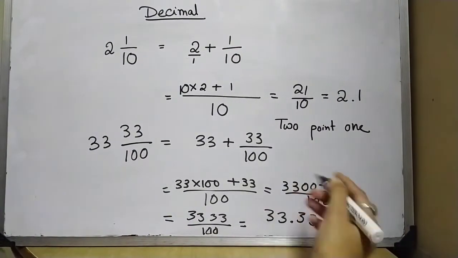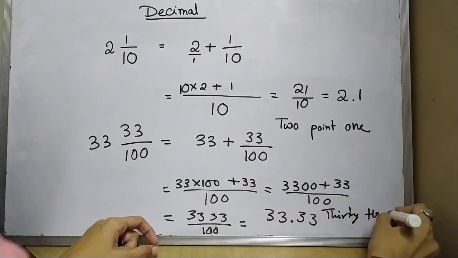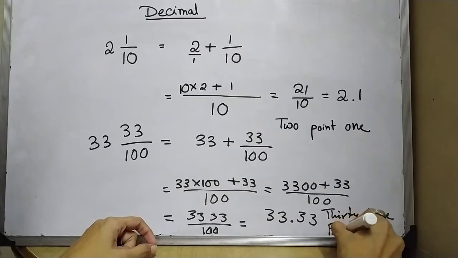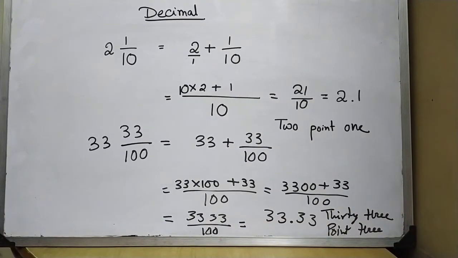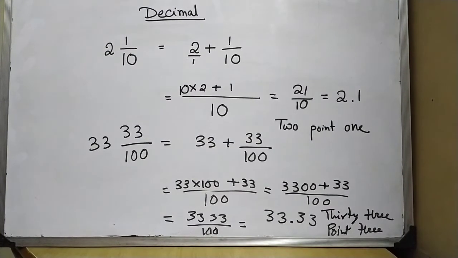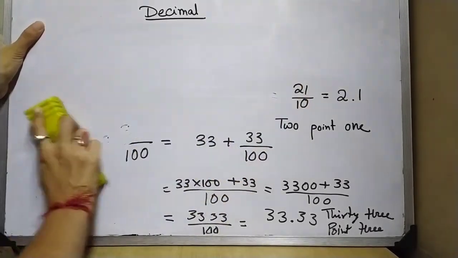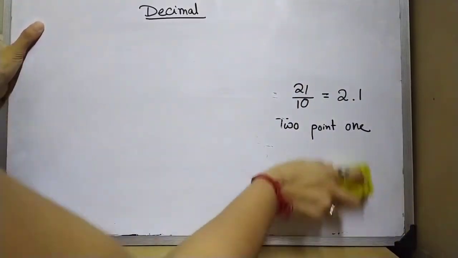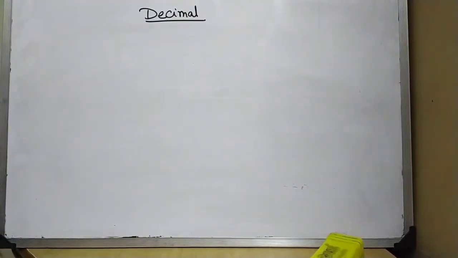So this number is 33.33. So here we are going to do like this, just converting this number into a decimal fraction. Here we are going from a mixed fraction to a decimal fraction. In the next part we will do the opposite thing, that is, we will expand this decimal fraction.